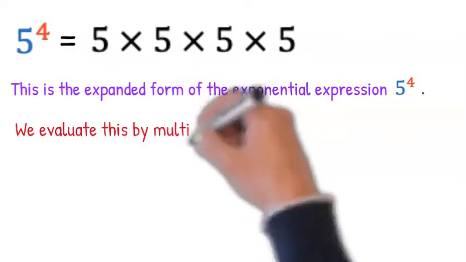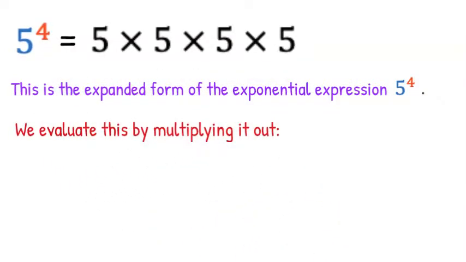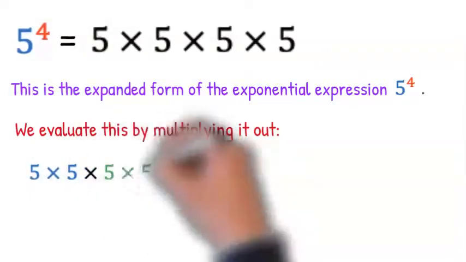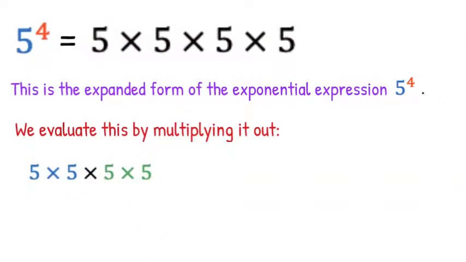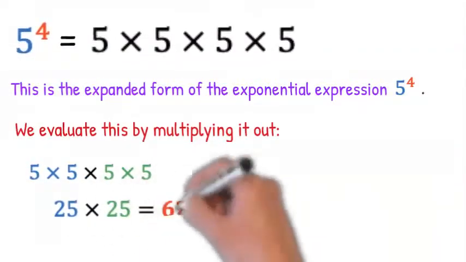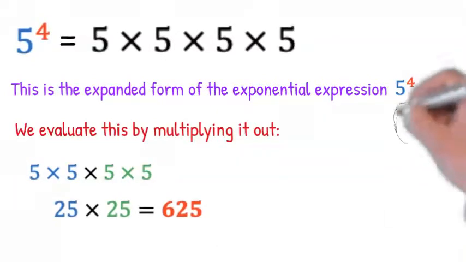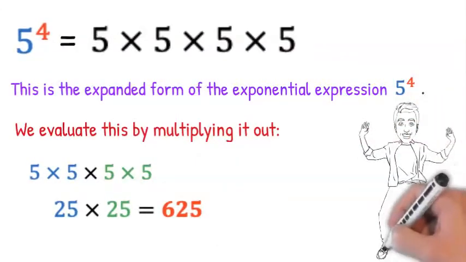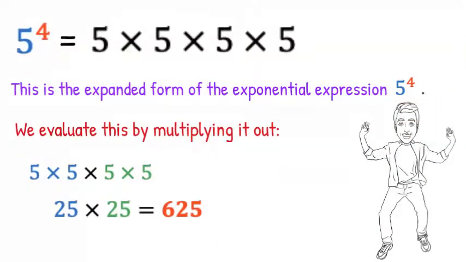We evaluate this by multiplying it out. 5 times 5 times 5 times 5. We can multiply the first two 5s to get 25, and then the second pair of 5s to get 25, and then multiply 25 times 25 to get 625.